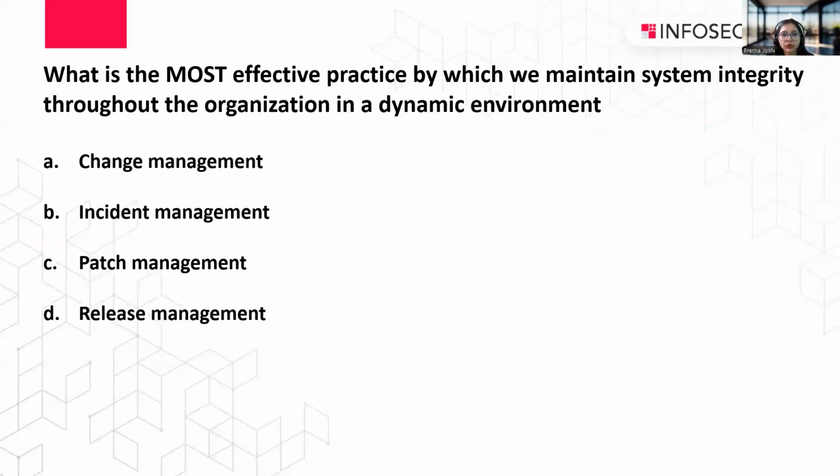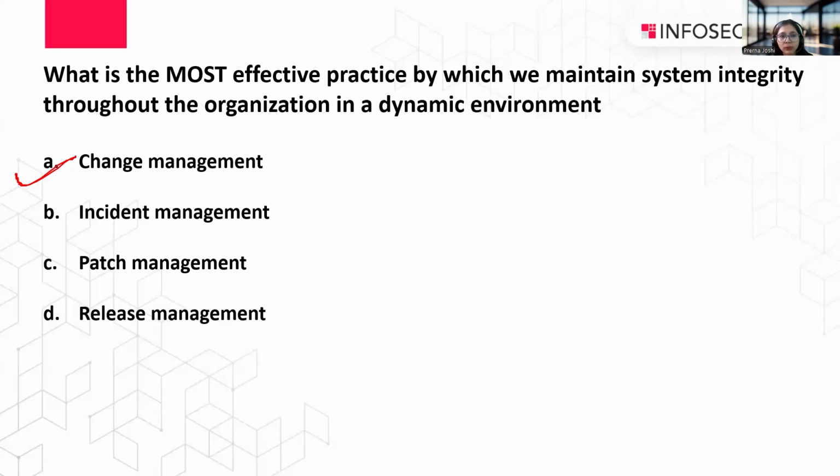Now let's move to next question. We have next question, which says, what is the most effective practice by which we maintain system integrity throughout the organization in dynamic environment? So here the correct answer we have is change management. Change management is most effective practice we have to maintain the system integrity in organization dynamic environment, because it ensures that if there is any change made to the IT environment, right, that are planned and reviewed and approved, right, and it is implemented in a controlled manner. So here correct answer is option A, that is change management.